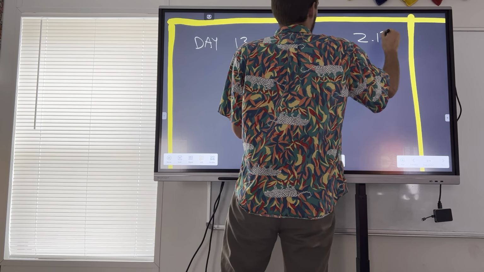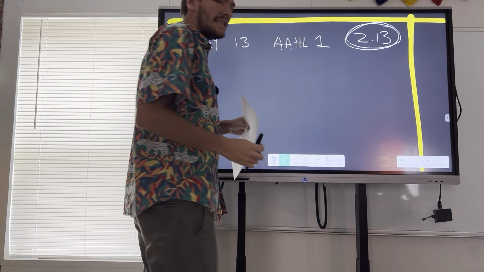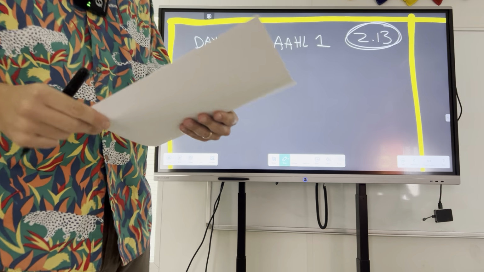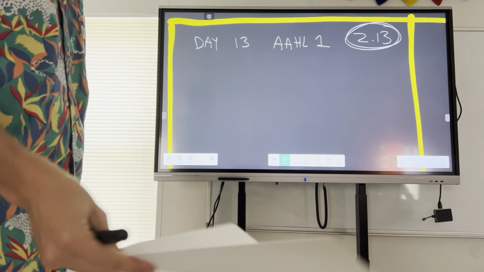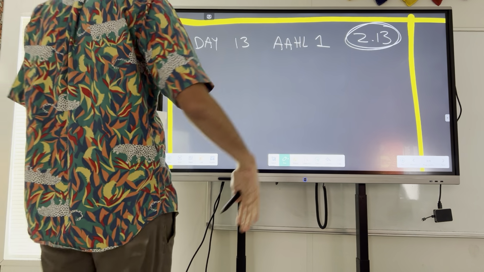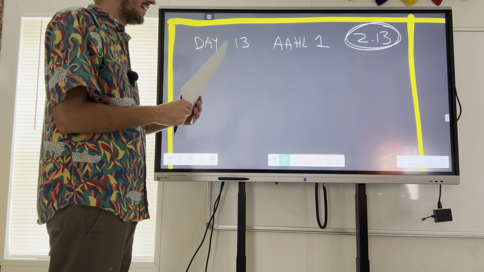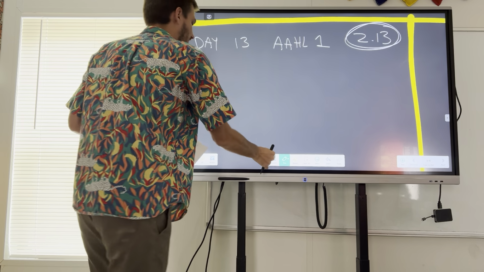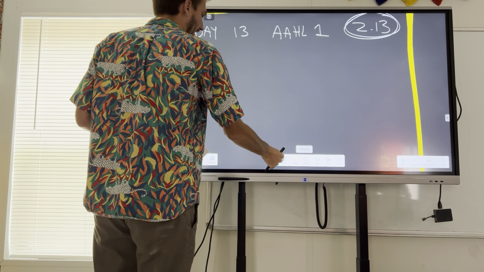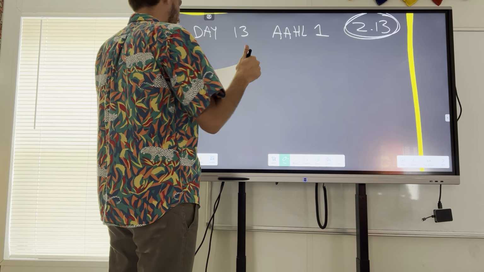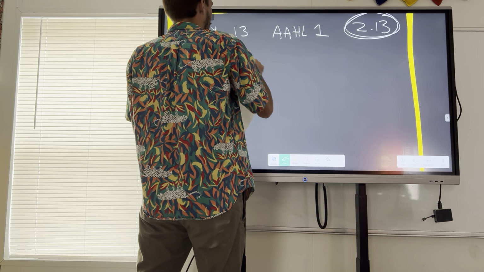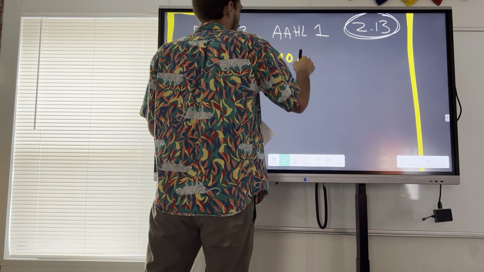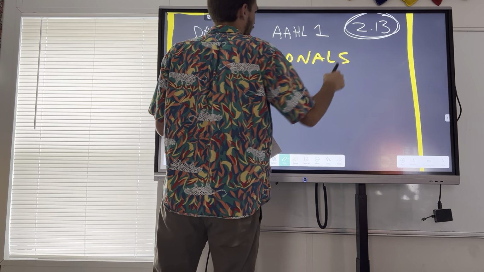AAHL, we're doing 2.13. This is, I'm pretty sure, an HL only topic, which is why you get such a big number. We're kind of skipping a little bit, but this is one of those things where we have to spend the day learning it, and the SL classes just get to move on. Like I said, today's lesson is rationals.